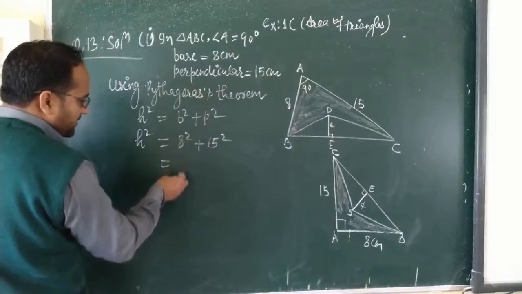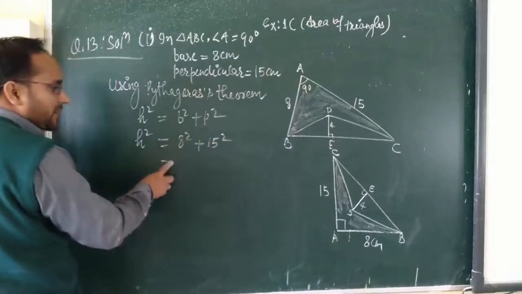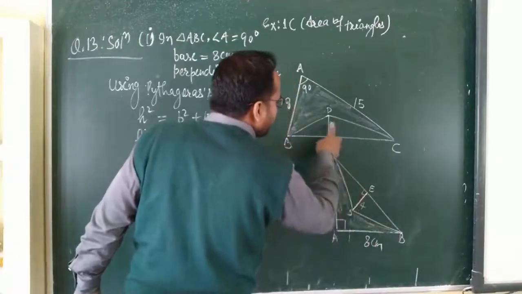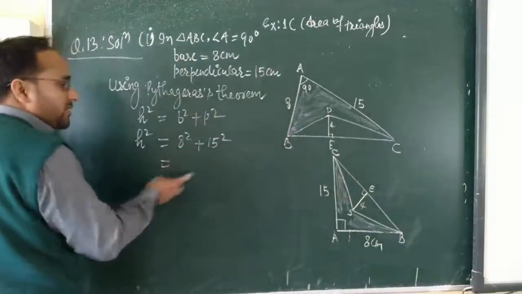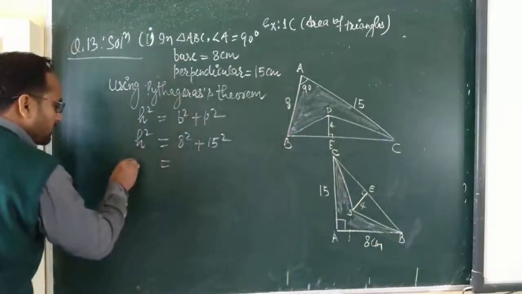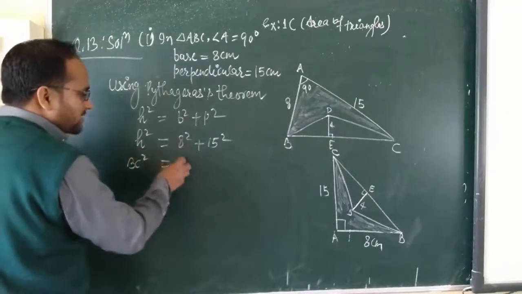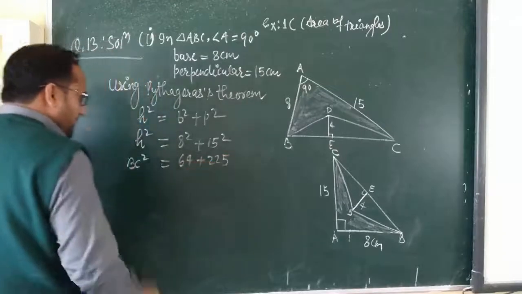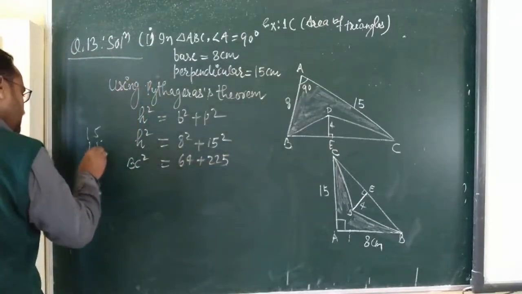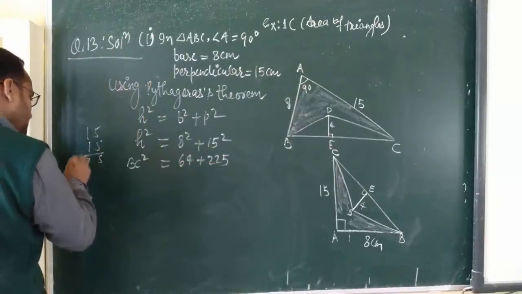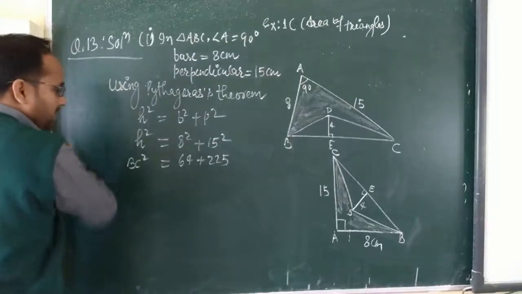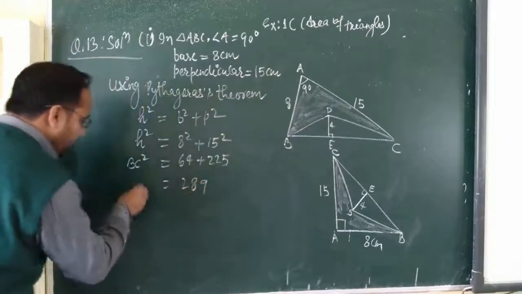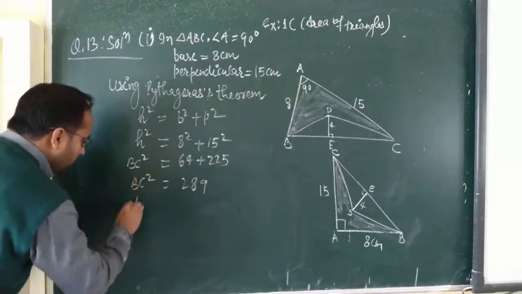What we get this, students? Why am I going to find that? Because this length BC is not given. If BC is not given, then you cannot find the area of this region. So that's why we are going to find this. So BC square is equal to 8 square 64, 15 square 225. Okay, so check this one. So 225, if we add this one, 289.